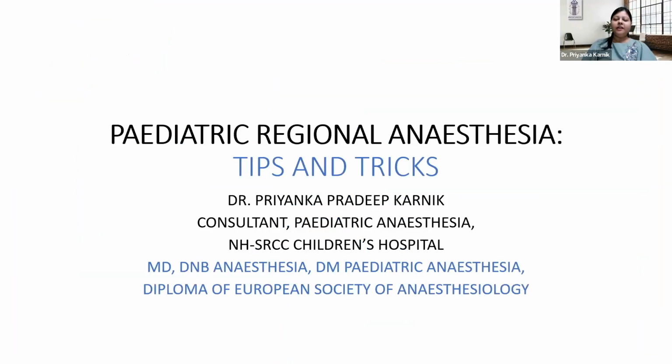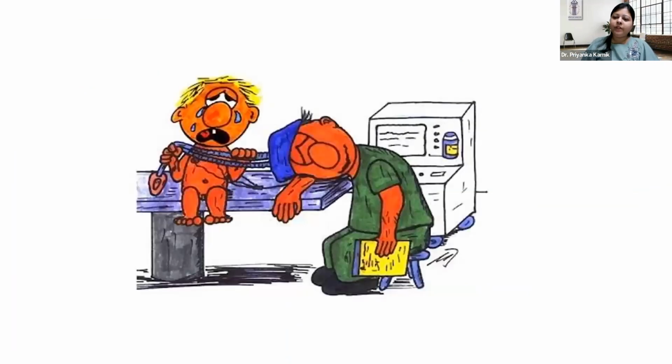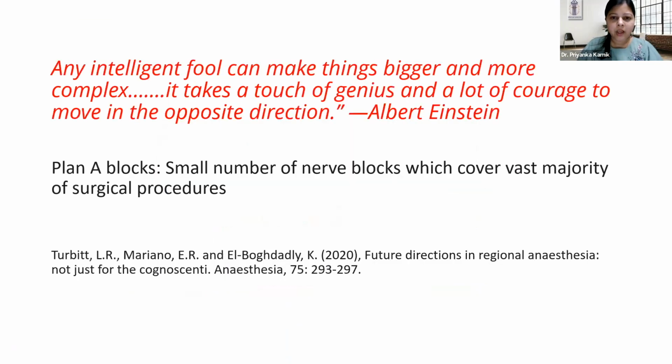Thank you, sir. So today I'll be speaking about pediatric regional anesthesia tips and tricks. We all know that regional anesthesia is a cornerstone of pediatric anesthesia practice. Without that, we would have a crying patient at the end of the surgery. I recently read an article in the journal Anaesthesia, published in 2020, which opens with a quote by Albert Einstein: any intelligent fool can make things bigger and more complex, but it takes a touch of genius and a lot of courage to move in the opposite direction.